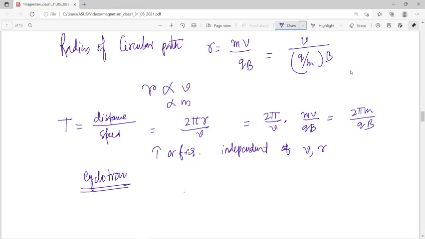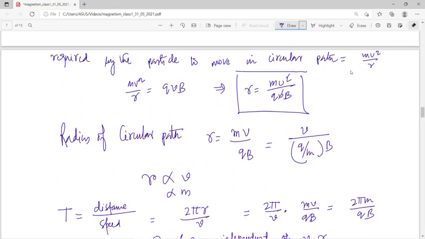And of course, if you want to find the frequency, that is 1 by time period, so this is qB/2πm. And angular frequency is equal to 2π times linear frequency, so it is nothing but qB/m. So those are the corresponding formulas. And this is the second case.